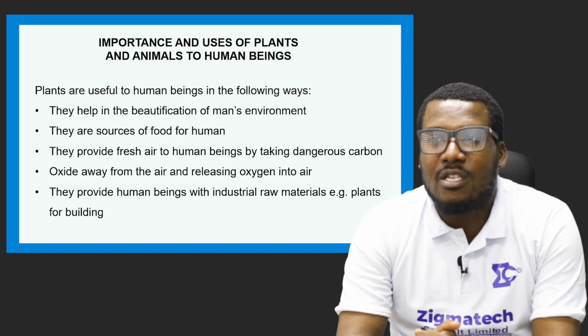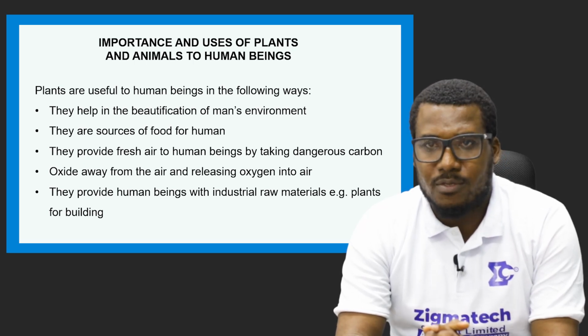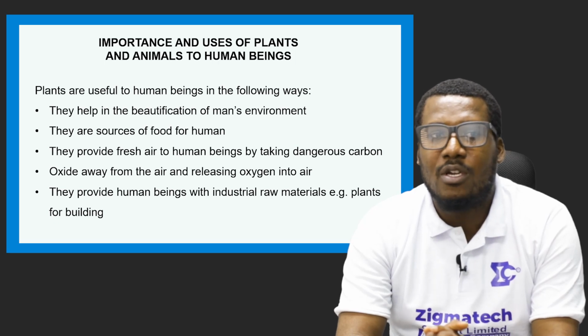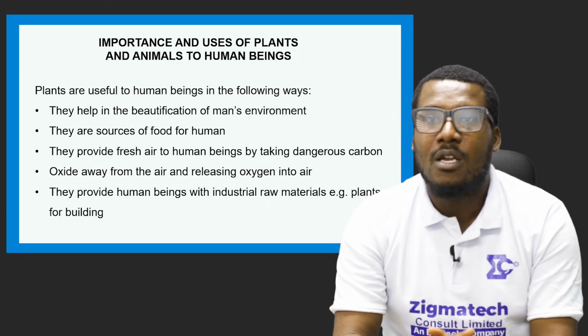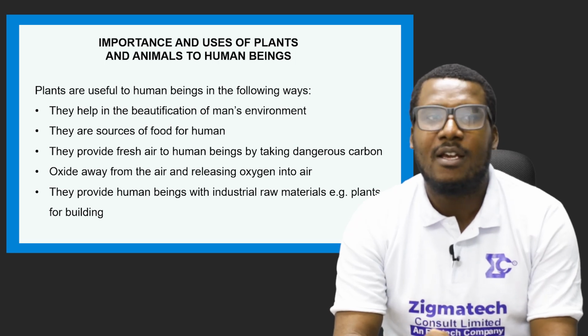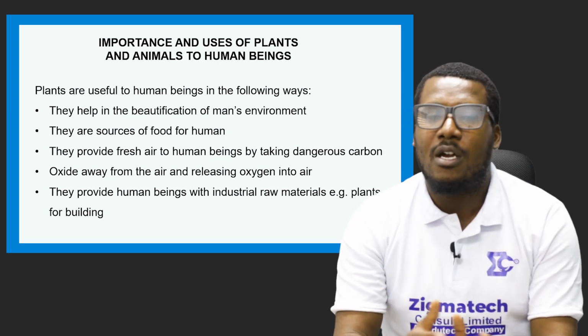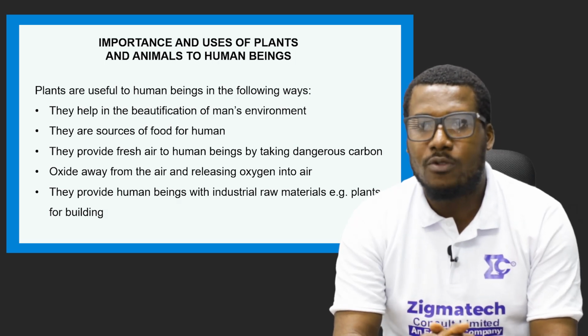Importance and uses of plants and animals to human beings. How important and how feasible are the use of plants and animals to human beings? Plants are useful to human beings in the following ways. Number one, they help in beautification of man's environments. Flowers help us to beautify our environment and give our environment a fitting look.